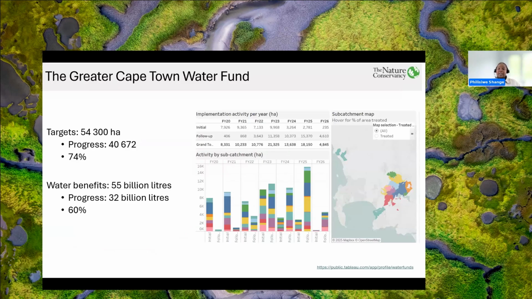As part of the Greater Cape Town Water Fund target, the aim is to clear 54,300 hectares by 2026, and progress to date, we have cleared about 74% of the target. And by clearing the 54,300 hectares, we aim to replenish about 55 billion liters of water, which equals 2 months of water supply for the Cape Town region. And to date, we are replenishing about 60% of the water benefits.